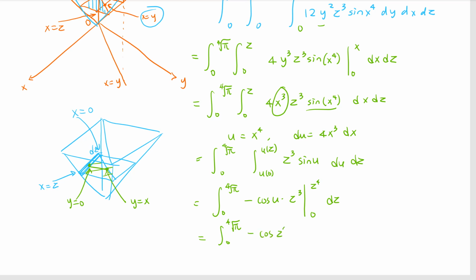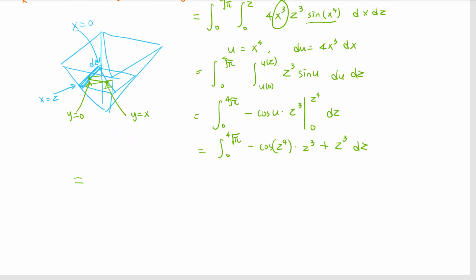Cosine z to the 4th. This is inside the cosine. The z cubed is outside. When we plug in 0, oh, minus becomes plus. Cosine 0 is 1. Then we still have z cubed. So far so good, everybody?